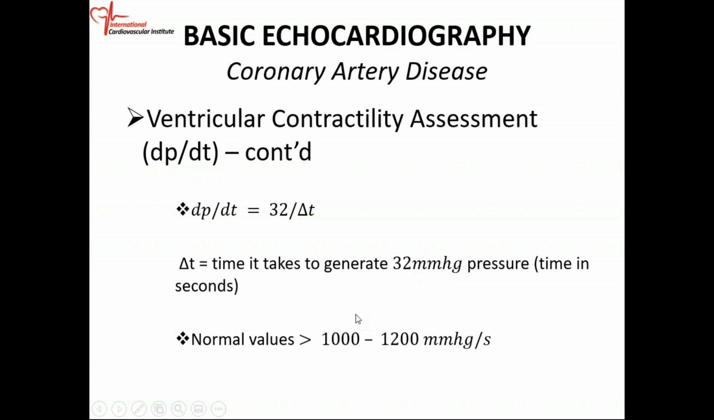Again, the larger the number, the better the ventricle. The smaller the number, the worse the ventricle. So dP/dt should be above 1,000, between 1,000 and 1,200.